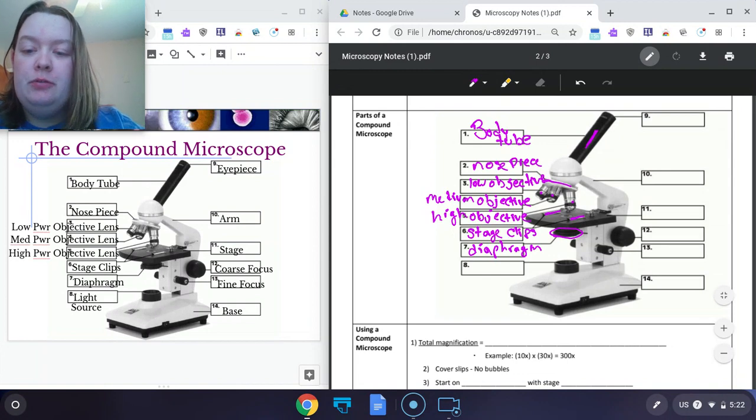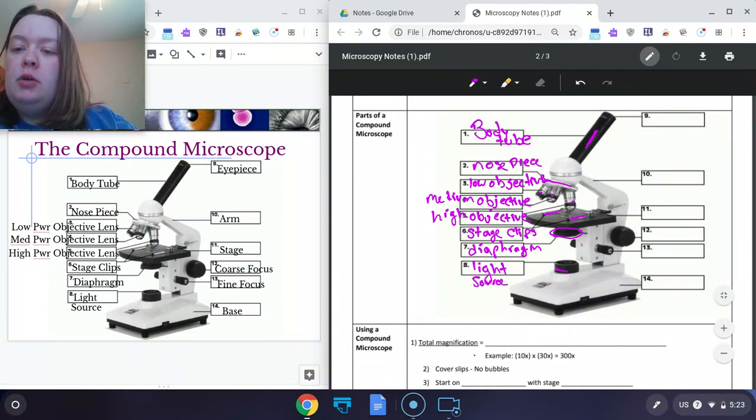Number 8 at the bottom is going to be the light source. It's what projects the light upward. Number 9, here where you put your eye, is the eyepiece. And the eyepiece is your first lens.